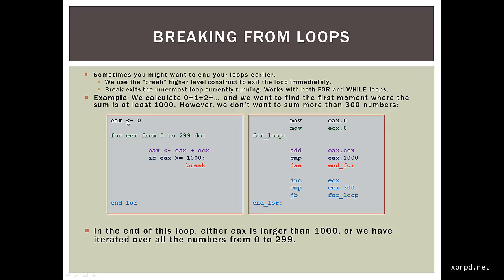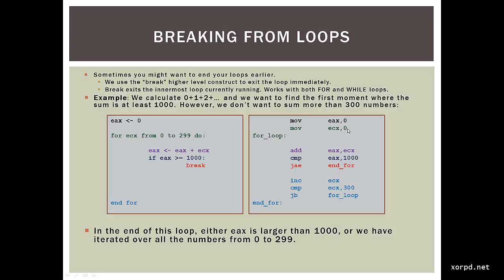So let's begin with the initialization. We can see that initially EAX is set to 0, and we can see also in the assembly code the same. EAX is 0 in the beginning. Then we have the for loop.